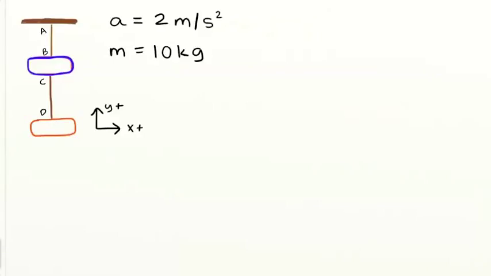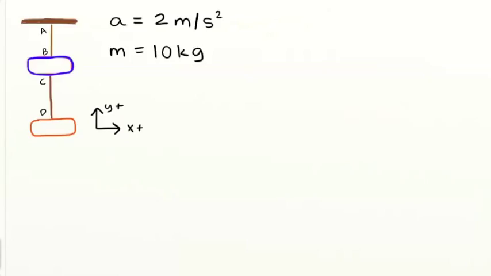Hey everyone, so I'm going to be doing number 19 in the Chapter 4 homework. And the question says, 2 blocks are fastened to the ceiling of an elevator, and the elevator accelerates upward at 2 meters per second squared, and we need to find the tension in each part of the rope.